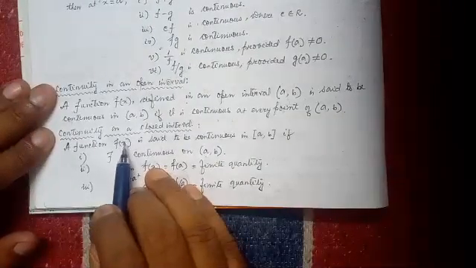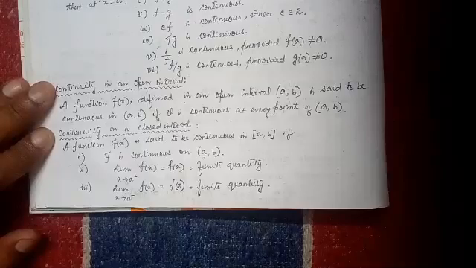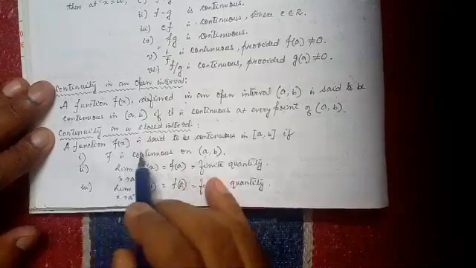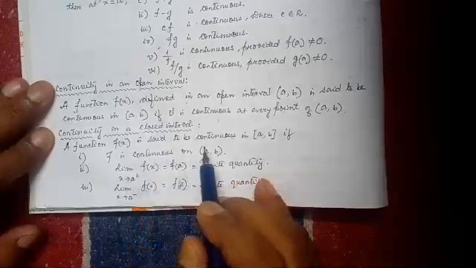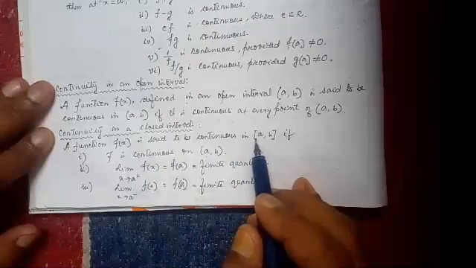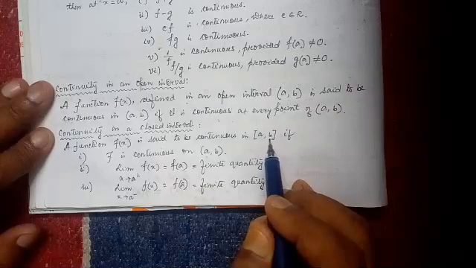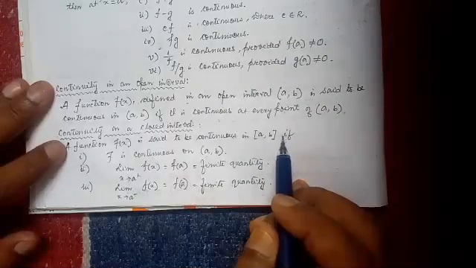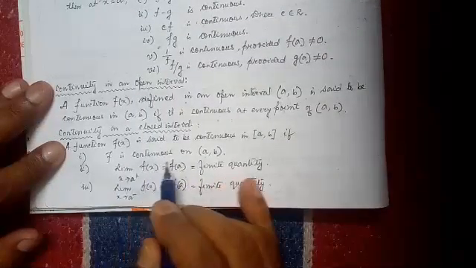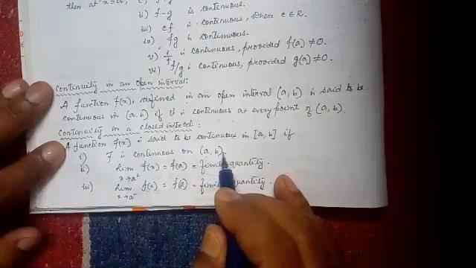Now continuity in a closed interval. A function f of x is said to be continuous in the closed interval a comma b if number 1, f is continuous on the open interval a comma b.